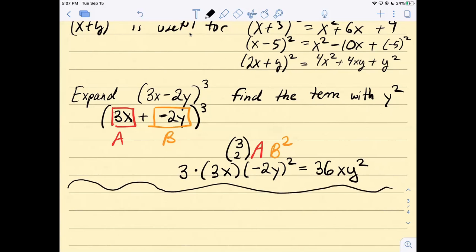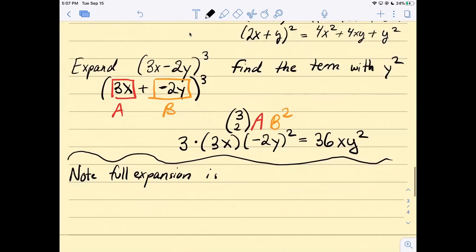Any questions on this example? Maybe we should have started off with the full expansion just to see how it worked. But the full expansion, if you understand the main theorem with a plus b or x plus y, is just an exercise in substitution. So the full expansion will be a little bit messy. I'll just do a little bit of it.